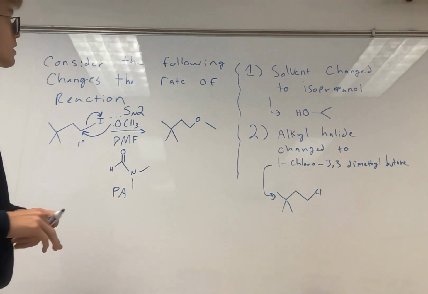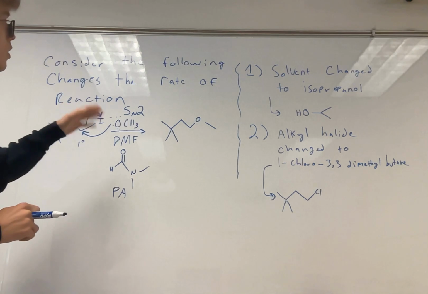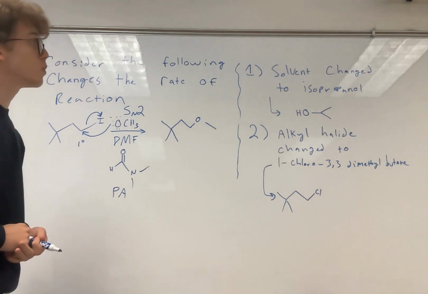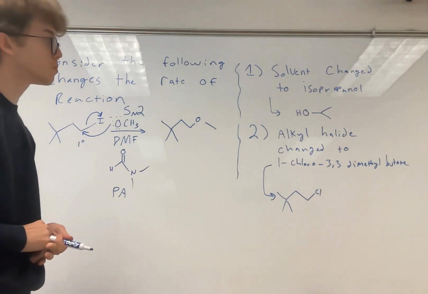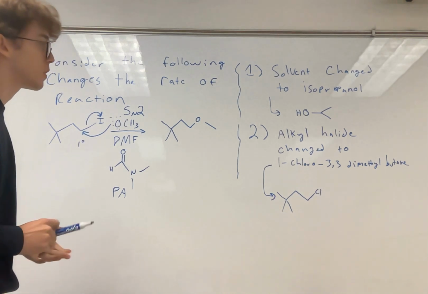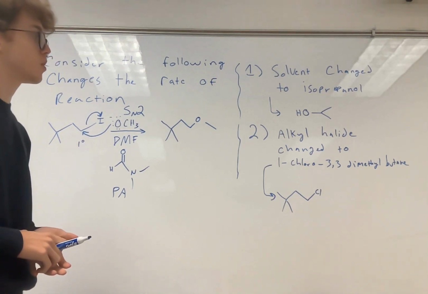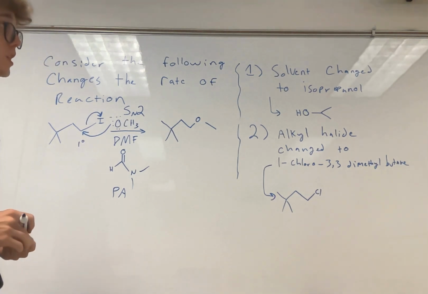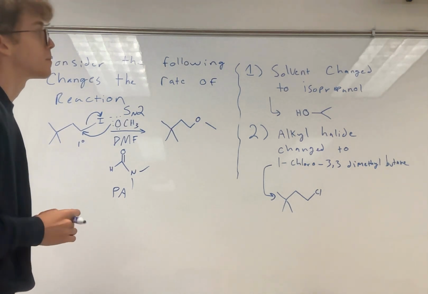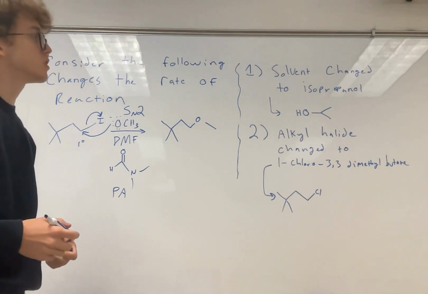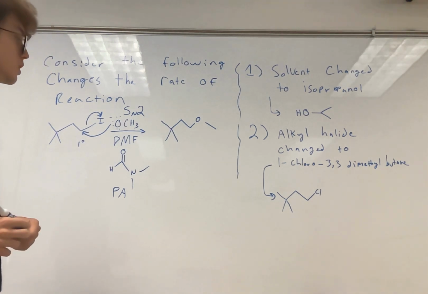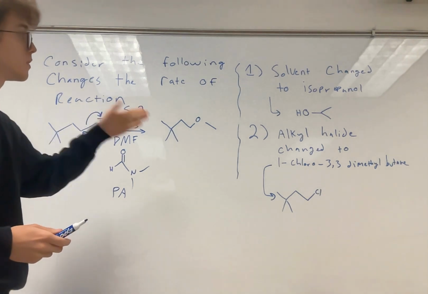So the two scenarios we are given to consider how it may affect the rate of change is, one, if we change the solvent to isopropanol, and two, if the alkyl halide reactant is changed to 1-chloro-3,3-dimethylbutane. Let's start with number one here. So we're changing the solvent to isopropanol. So we need to compare DMF to isopropanol.